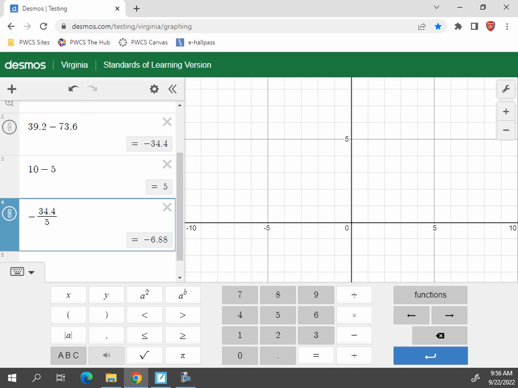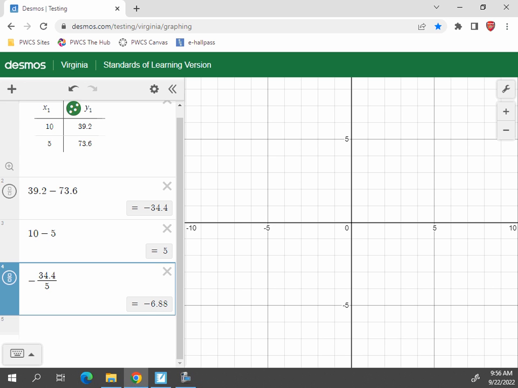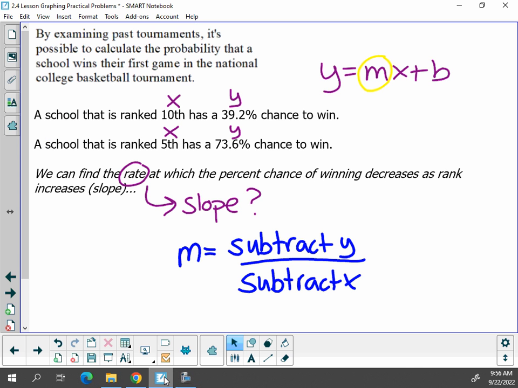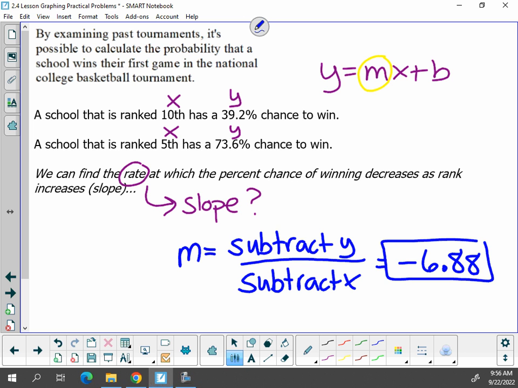And that gives us a decimal. We can try and convert it to a fraction. It doesn't matter which one we use. In this instance, we might want to use the decimal, negative 6.88. So we have a negative slope, a negative rate. And so if we were to graph a line here, it should go down to the right.